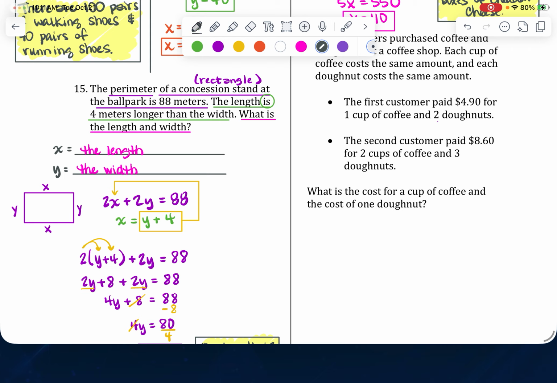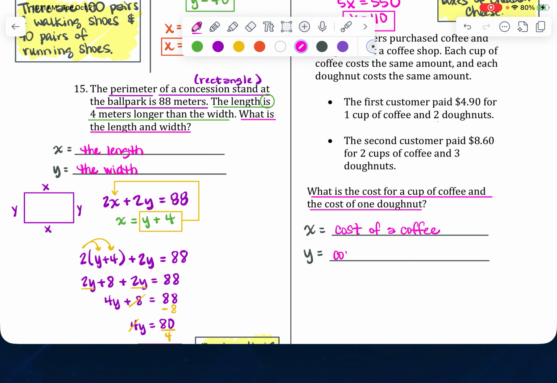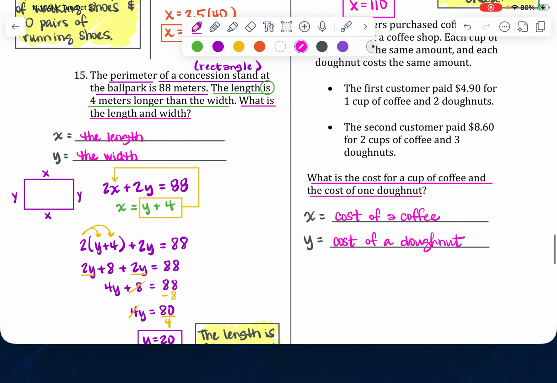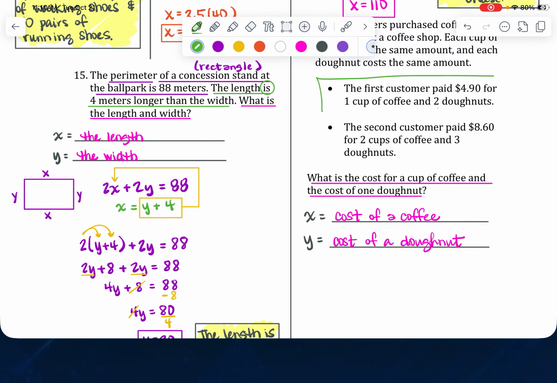Okay, so at least we're getting away from substitution method, right? This is clearly going to be a standard form, right? Because we have item plus item equals total amount of money paid, right? So money plus money equals total money. So what is the cost for a cup of coffee? Okay, so again, I'm going to use my question to get my variables, right? So cost of a coffee and cost of a donut.